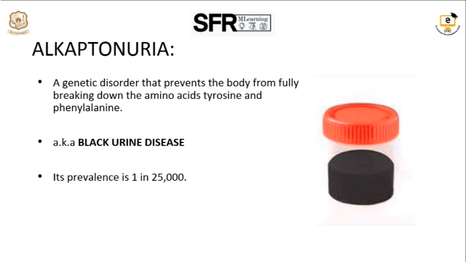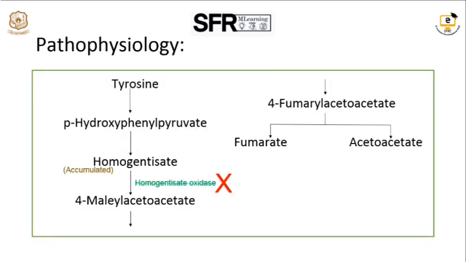Alkaptonuria is also called black urine disease, since the telltale sign is the changing of color of your urine on standing, which could be black or dark brown. The prevalence is 1 in 25,000, so it's not that everyone gets affected by this; it's a rare scenario.